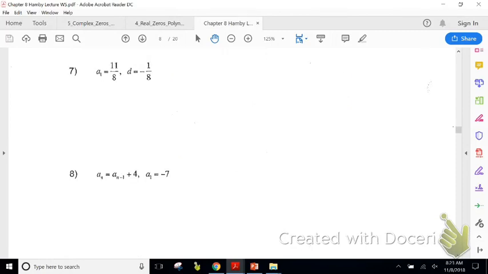All right, so going to number 7. So I'm going to write this one out like the first one there, since it's got fractions. It's usually easier to see. So my first term is 11/8. My second term is going to be that 11/8 minus that common difference there, right? Or technically it's plus the common difference, but it's a -1/8.